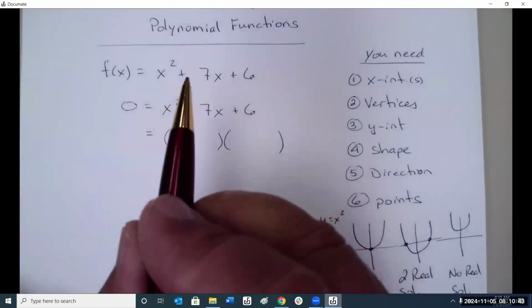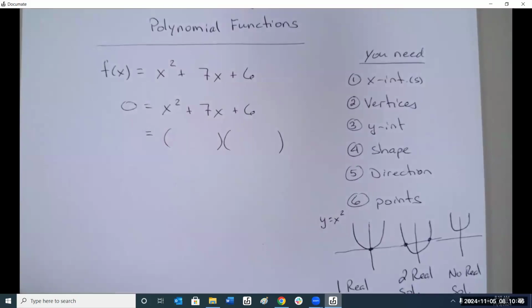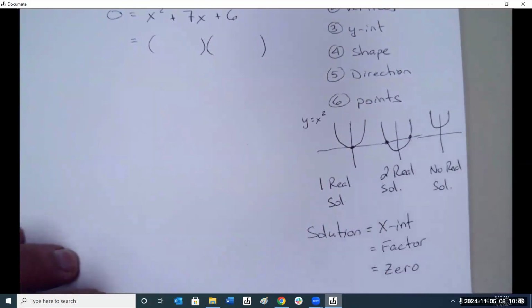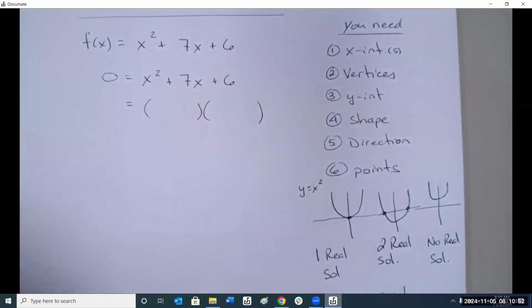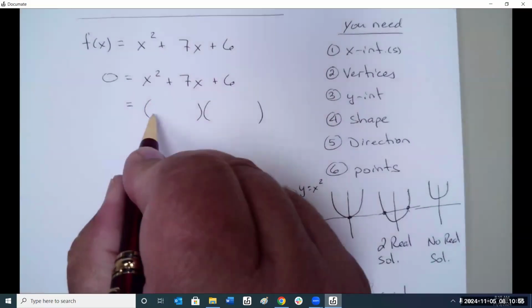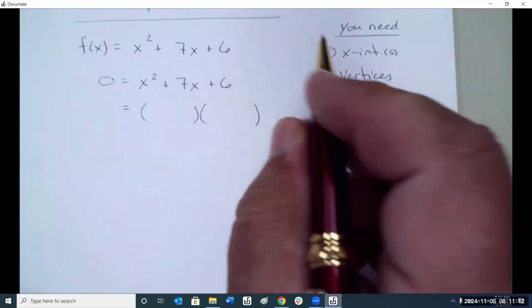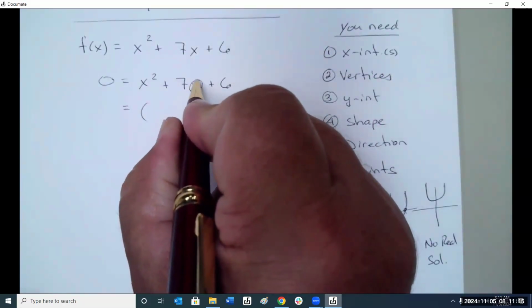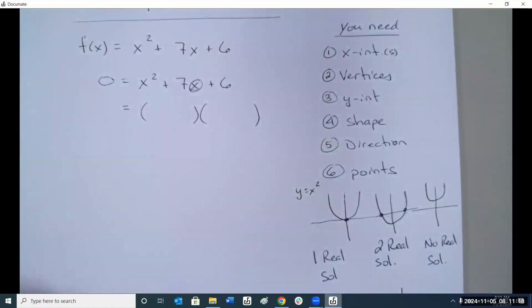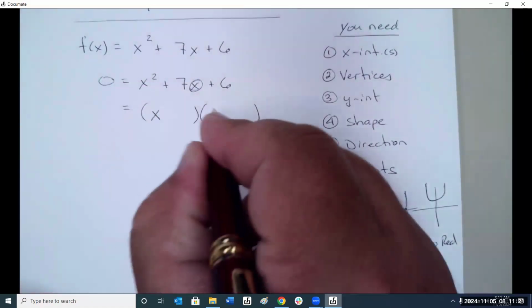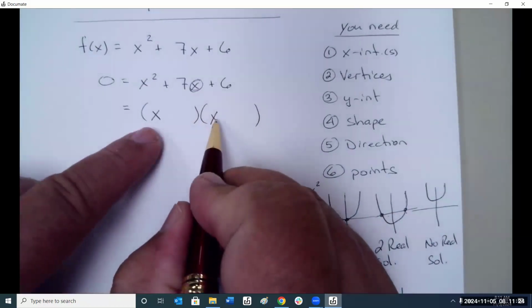So let's go back to our question. I know I have at most two possible solutions. So I put two factors in there, two parentheses. What goes inside them? When you factor a quadratic equation, you're always solving for that middle variable. So we're looking at x and x, because x times x equals x squared.